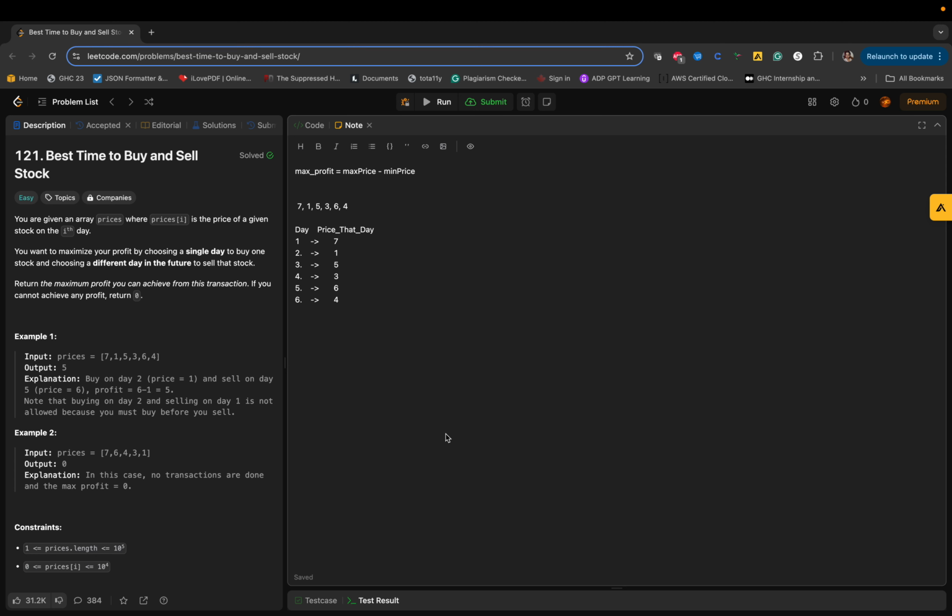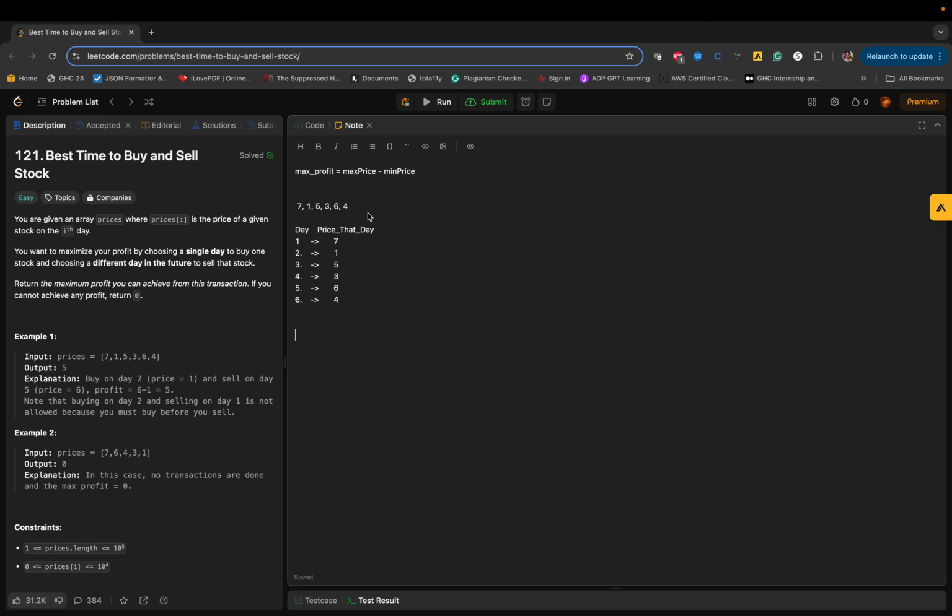Now we are going to do the problem best time to buy and sell stock. So you are given an array of prices where prices[i] is the price of a given stock on the ith day. And you want to maximize your profit by choosing a single day to buy one stock and choosing a different day in the future to sell that stock. Return the maximum profit you can achieve from the transaction. If you cannot achieve any profit, then return 0.